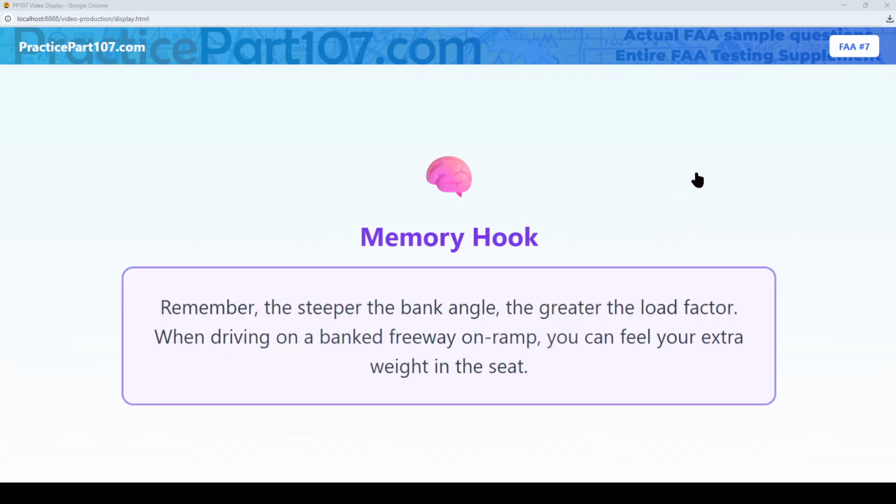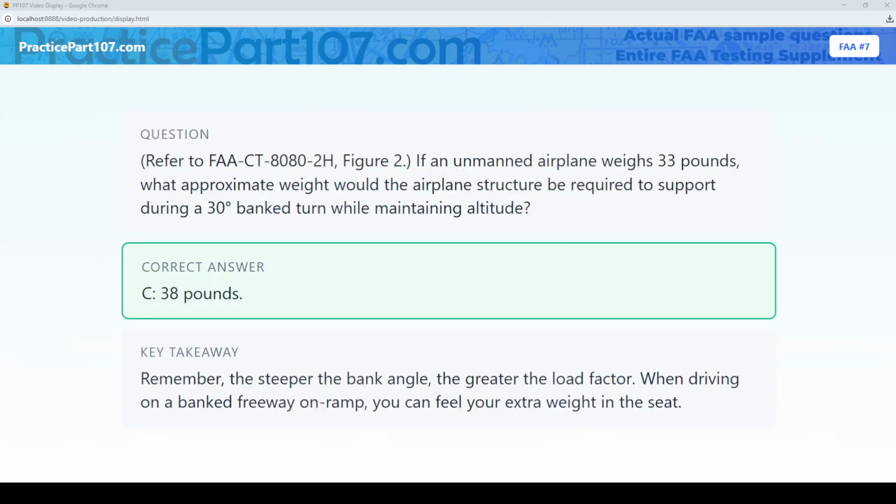Remember, a steeper bank is a bigger load factor, and that graph is right in your book when you're taking the test. You can think about when you're driving on a freeway and on an off-ramp or whatever, you can feel yourself feel heavier if you're taking that banked ramp pretty fast. And that's the same thing on an aircraft. So this works as a memory card if you screen capture it and take a look.